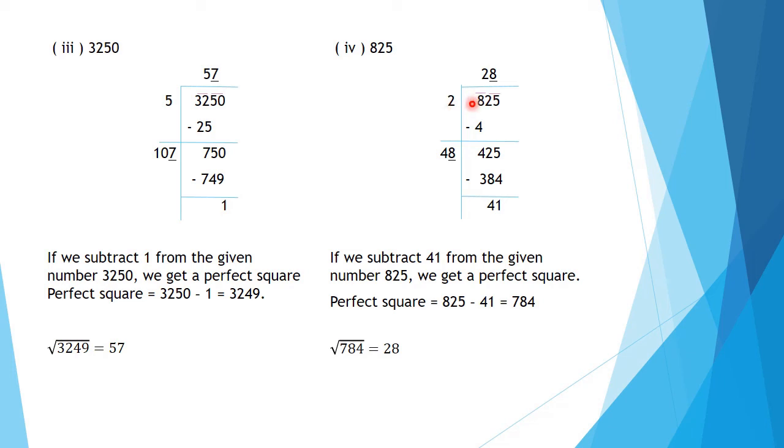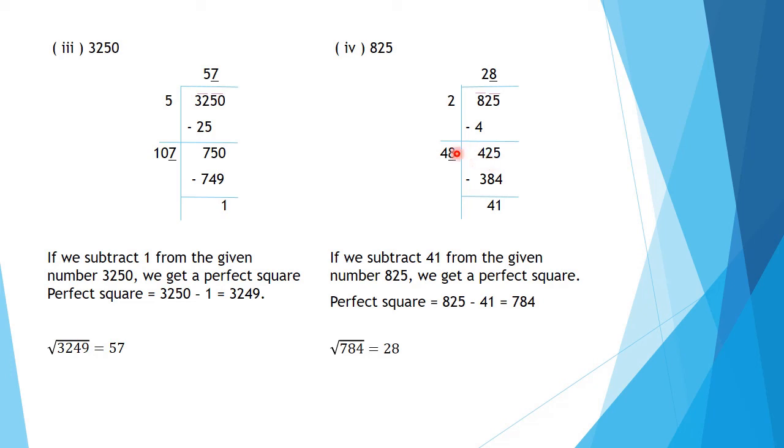And 4 is smaller than 8. Okay, so we are writing the square root of 4. What is the square root of 4? It is 2. So you write here 2 and on the quotient side also you write 2. Now you have to multiply this 2 into 2. 2 2s are 4. Now subtraction: 8 minus 4 is equal to 4. Next group now copy down. So the number becomes 425.